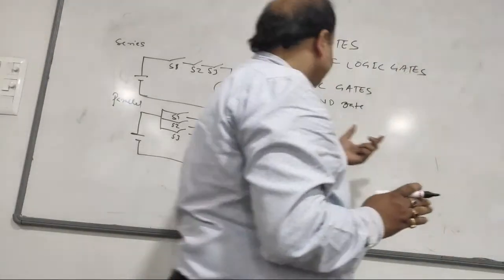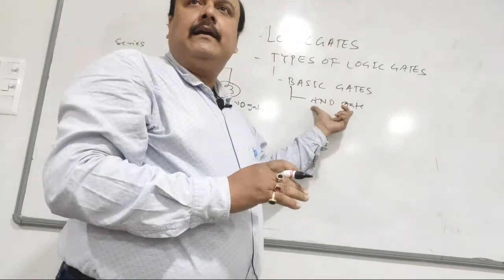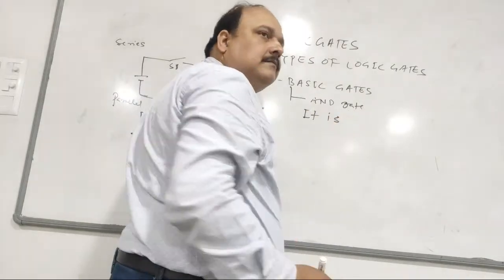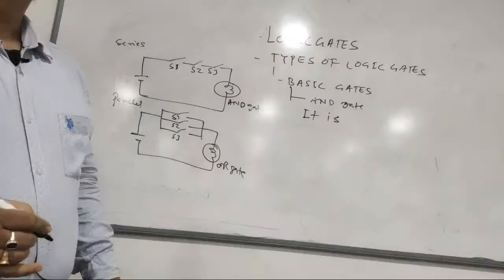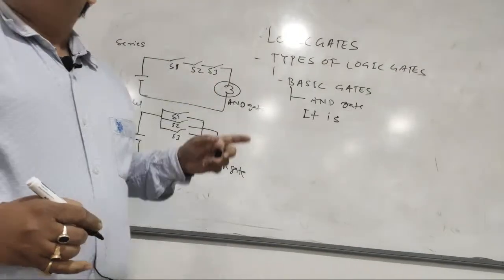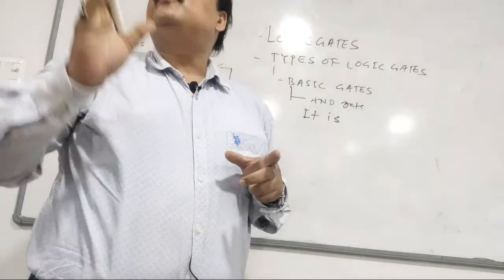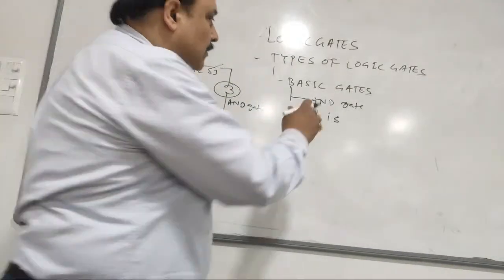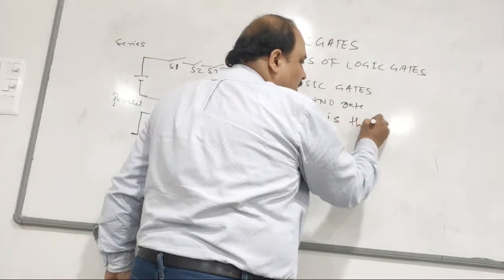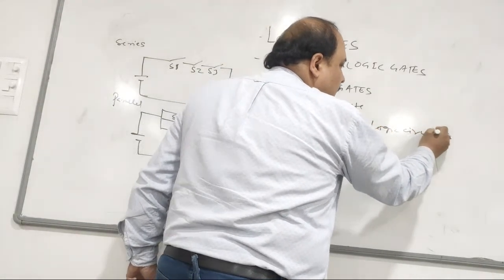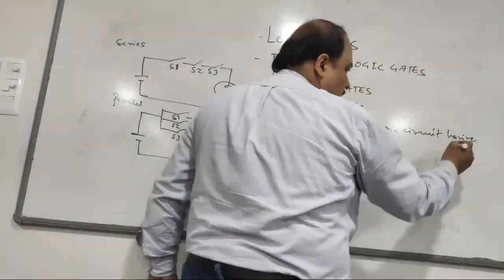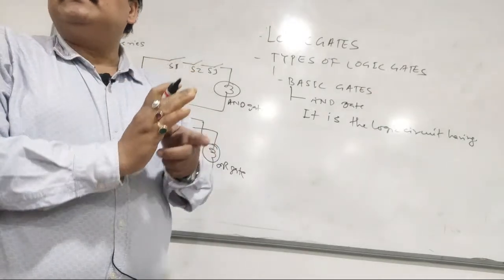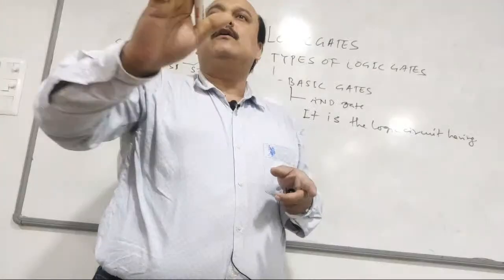That means, how can we define the AND gate? Just mention, it is the logic circuit. That's why in case of the AND gate, output is high when all its inputs are high. That is the conclusion part. So the AND gate is the logic circuit having, because in the AND gate you need at least 2 inputs.